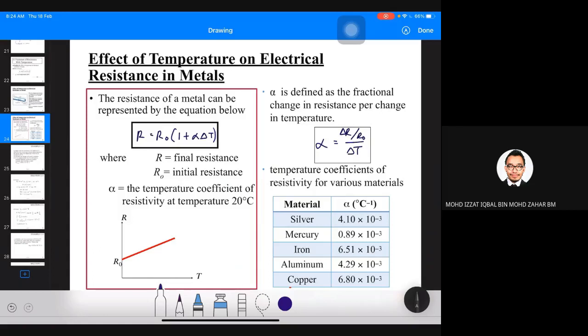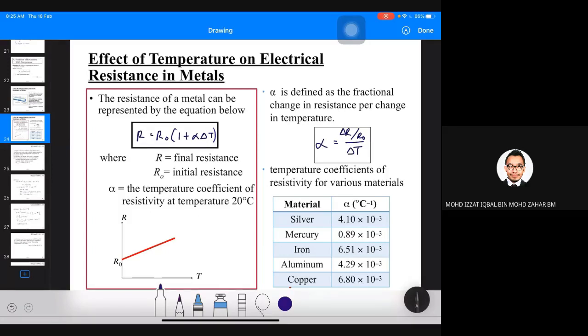So you have one general formula where R equals R naught (1 plus alpha delta T). If you notice, this one is very similar to last semester's equation, which is about length extension due to temperature changes. If you guys still remember, we have the equation L equals L naught (1 plus alpha delta T). Sama je. The difference here is R, and the key difference is actually the alpha. Previously we had alpha, beta, and gamma, but this one we only have alpha. So it is actually linearly dependent on the temperature change.